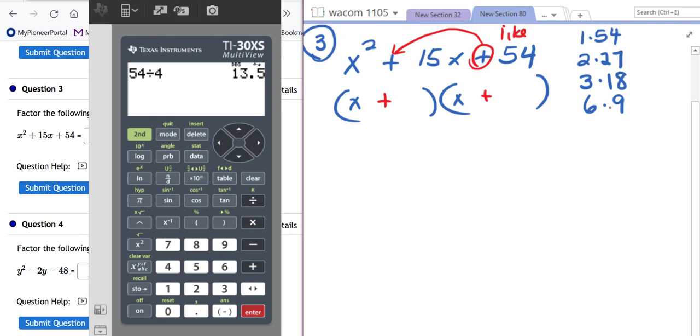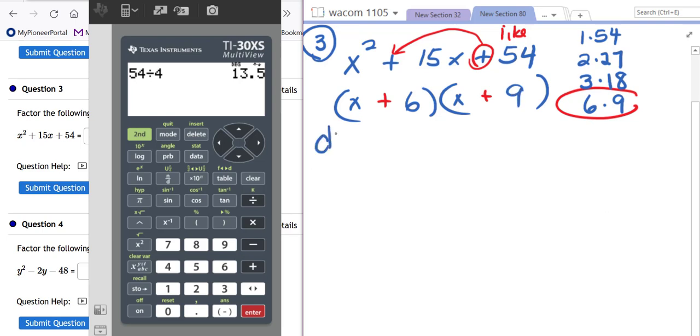We have the list. They have to add to give 15, right? And this is a good one to look at with these signs, because if we had 1 plus and 1 minus, 18 minus 3 would give us 15. So if we had different signs, then we would choose this one. But we have like signs, so we are going to choose 6 and 9. That adds to give 15 and multiplies to give 54.